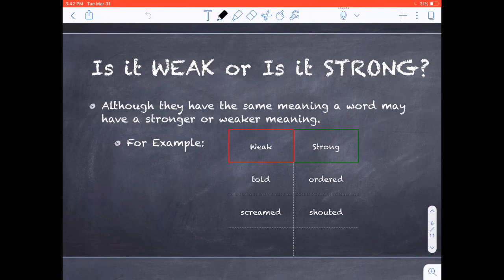Now we're going to think of an example ourselves. I could use said, and then I need a strong example. How can I describe this a little bit better? What if I spoke like this?